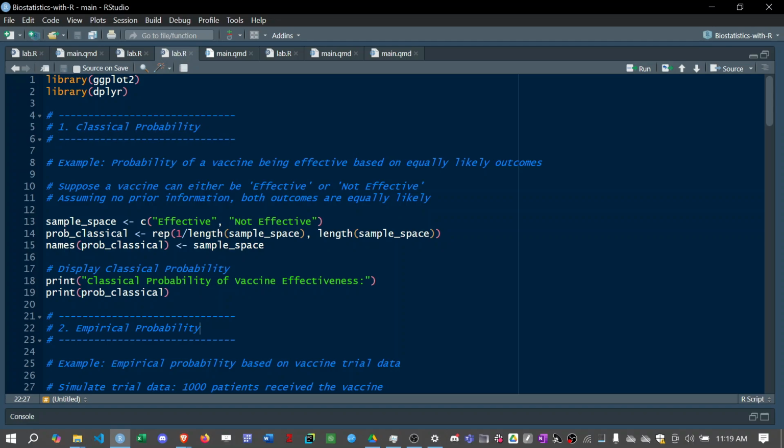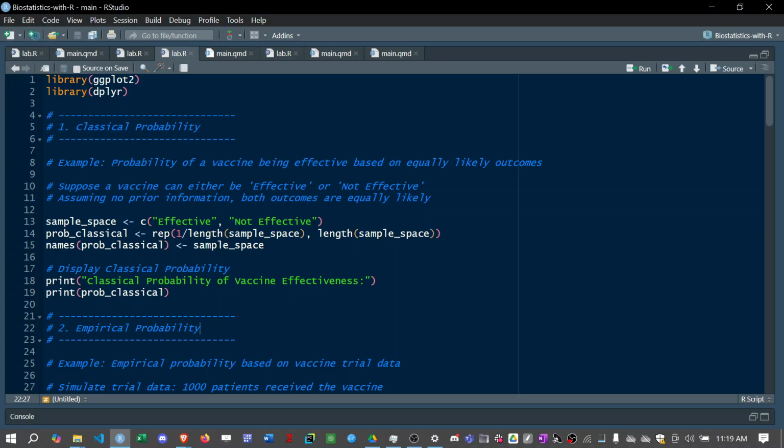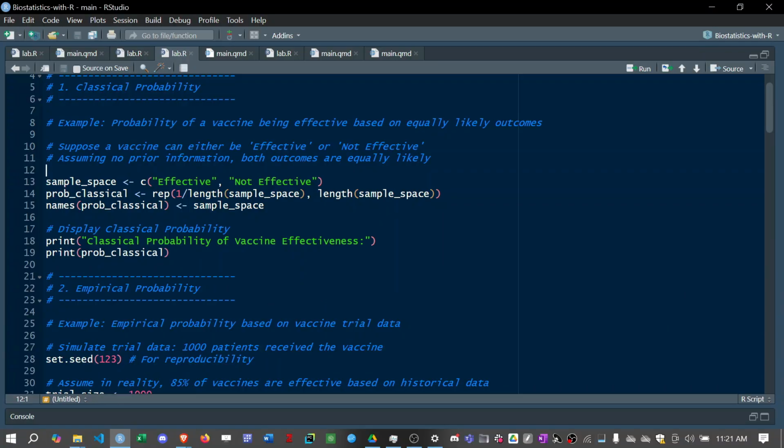So we don't have any prior information already, then these vaccines have equal likelihood of occurring. So it can either be effective or not effective. What this means is that if we have a sample space, this is our sample space whereby we have head occurring or tail not occurring. Since these two are equally likely to occur, this will have a probability of 0.5, and this will have a probability of 0.5.